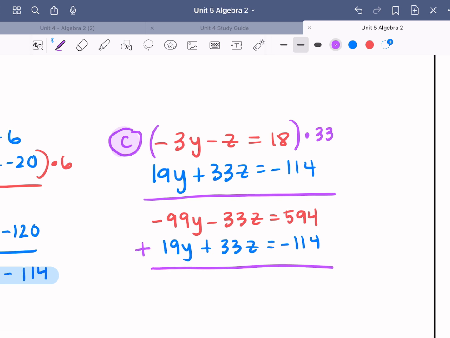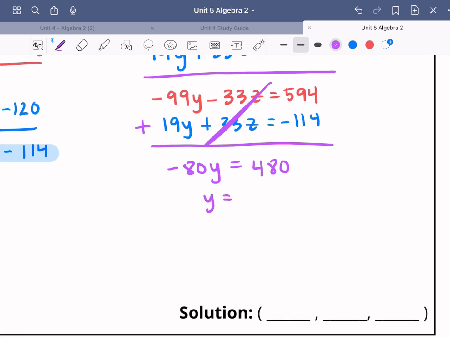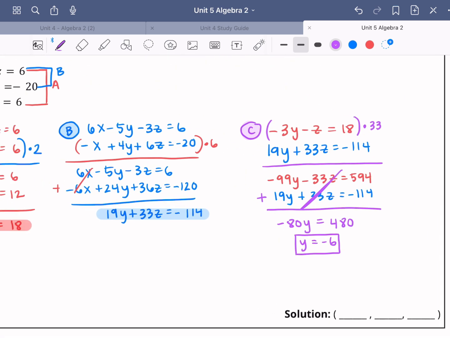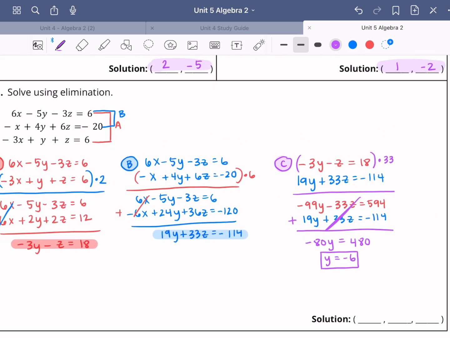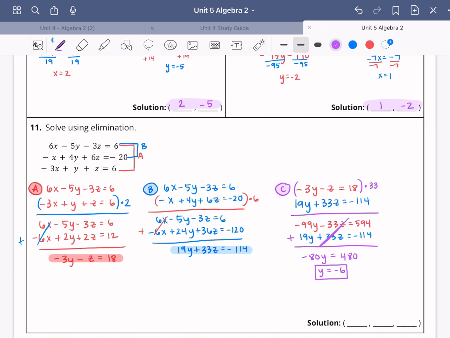We're going to add these together. My z's cancel. When I do that, I get -6. So my y is -6. I still need my x and z. So all the elimination steps are done. You have successfully completed the hard part here. But let's go ahead and find the rest of the variables.